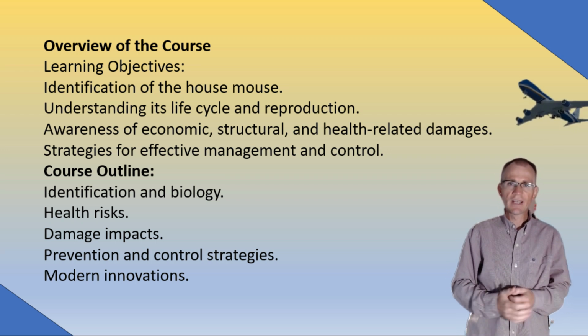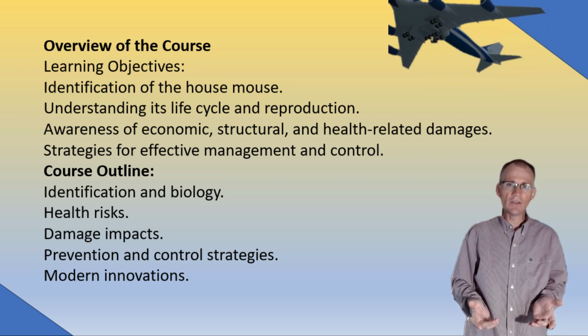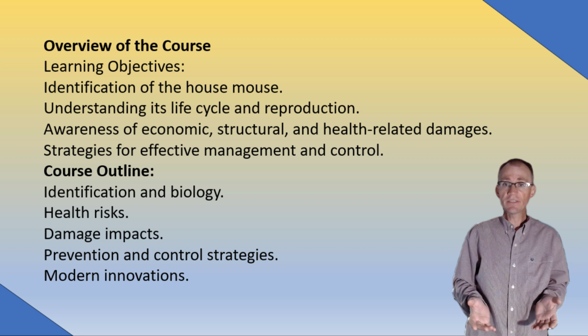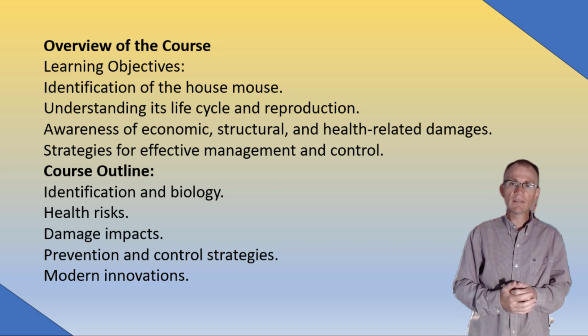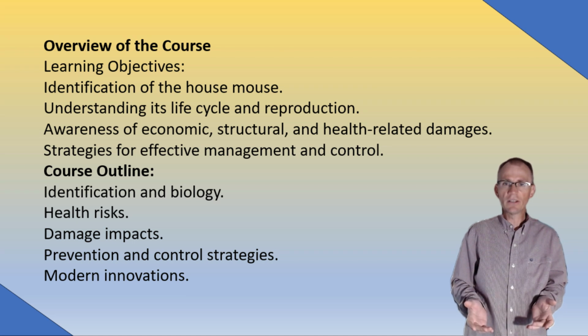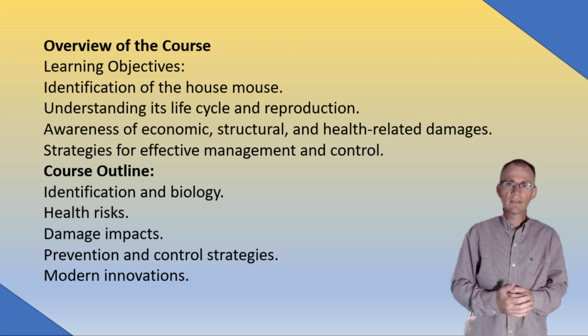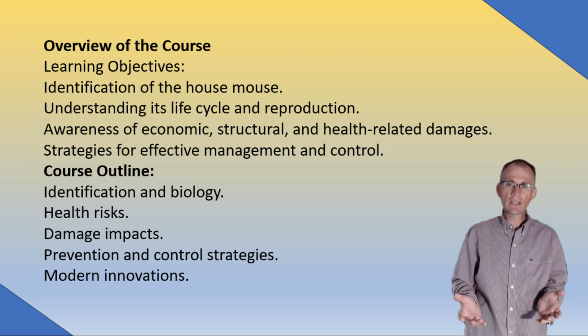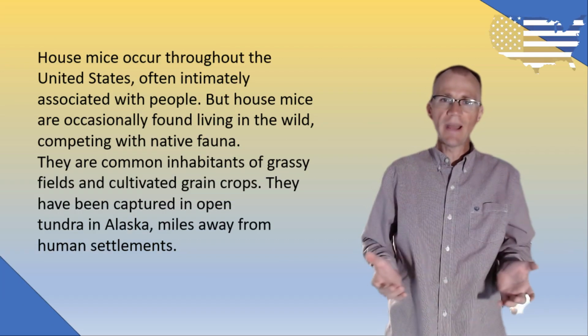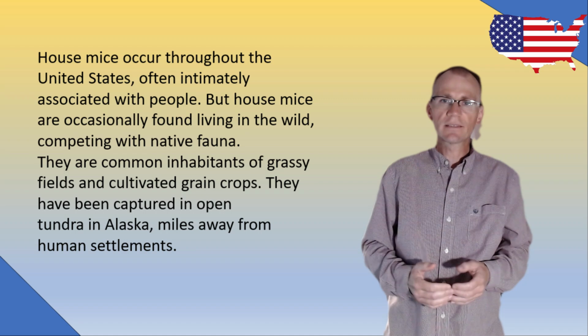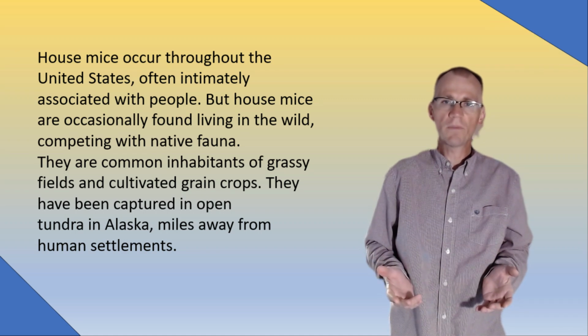Overview of the course. Learning objectives: identification of the house mouse, understanding its life cycle and reproduction, awareness of economic, structural, and health-related damages, and strategies for effective management and control. Course outline: identification and biology, health risk, damage impacts, prevention and control strategies, modern innovations.